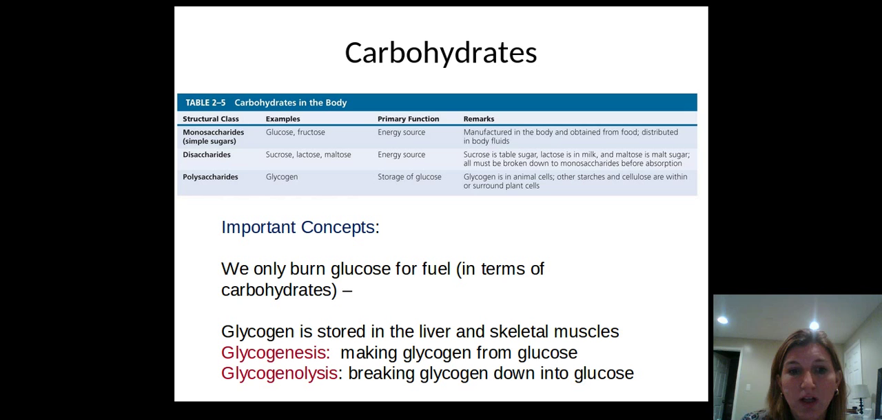The terms glycogenesis and glycogenolysis are important to understand. If you just look at the word glycogenesis itself, it literally means making glycogen. In other words, your body's converting all of that extra blood sugar into a storage form because you're not using it. And glycogenolysis is the opposite. That's when your blood sugar is low and your body's breaking down stored glycogen to create glucose so that you can use the glucose to get energy.